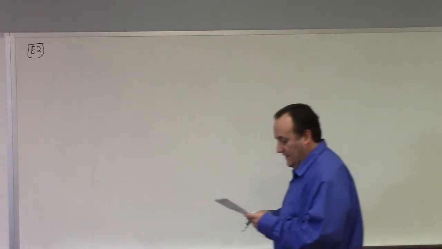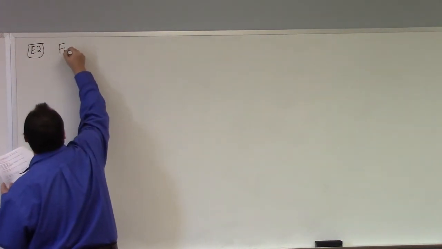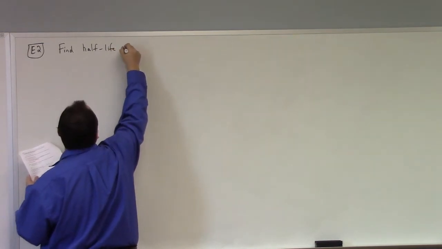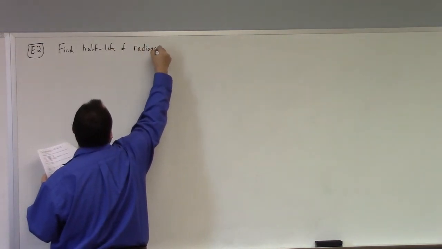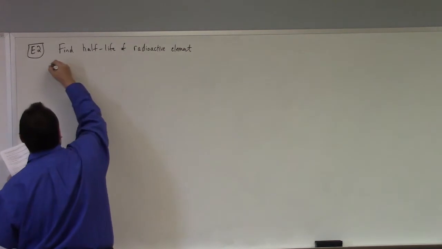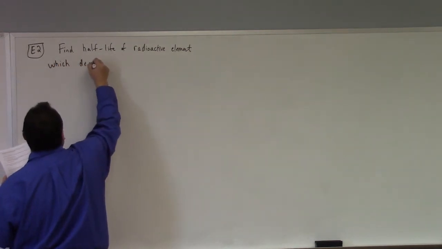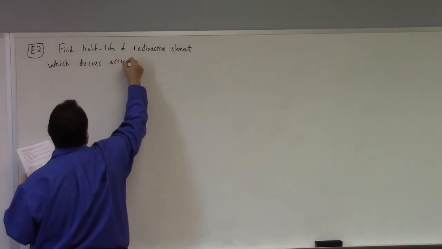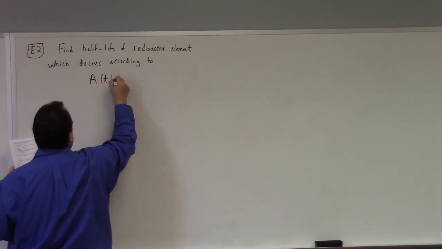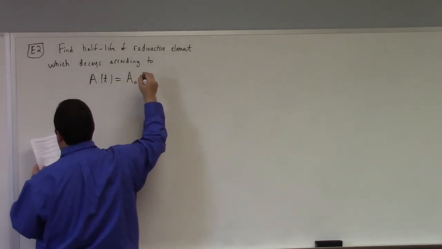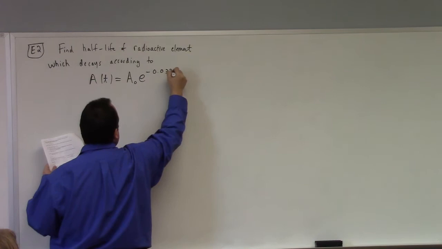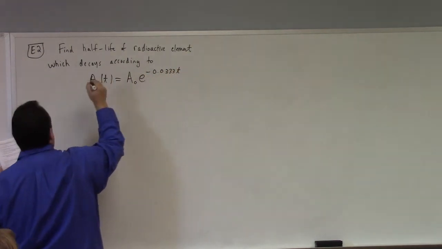So here's one. Find the half-life of a radioactive element which decays according to the following: the amount at time t is equal to the amount at time 0, which is A sub 0, times e to the minus 0.0333 t, where t is in years.